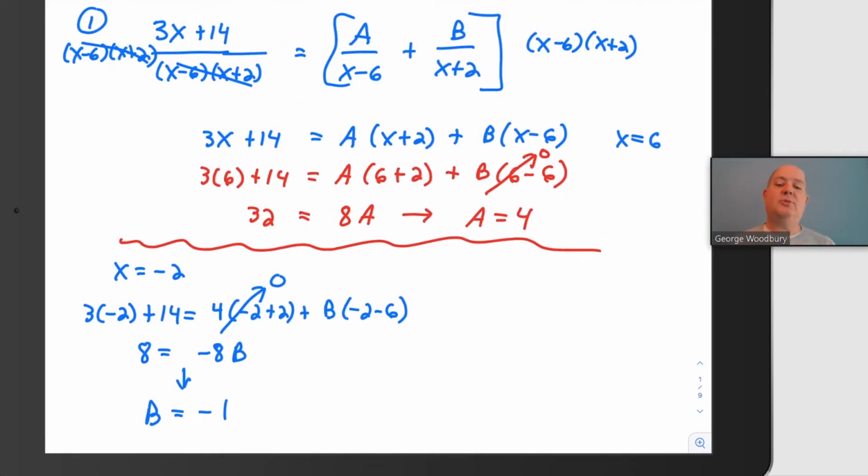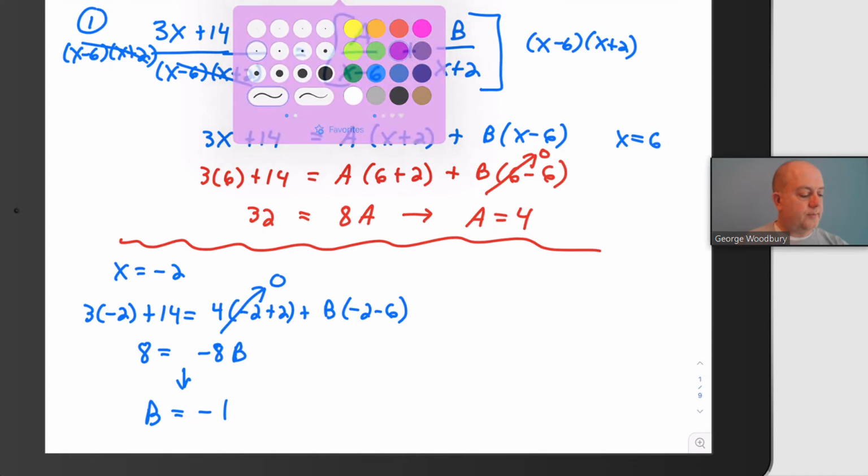But before I do that, I'm just going to show you that I really could have used any value, not just -2, but really any value for x to figure out what the value of B is. So let me change colors again.